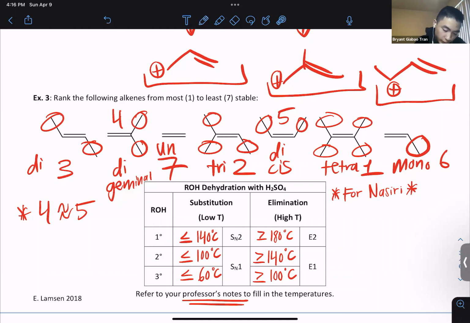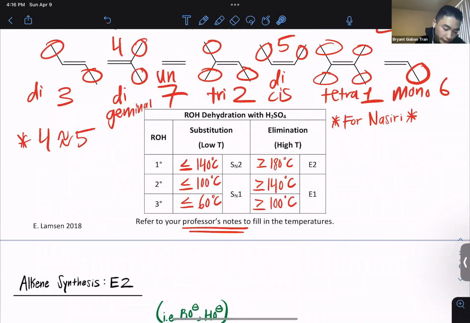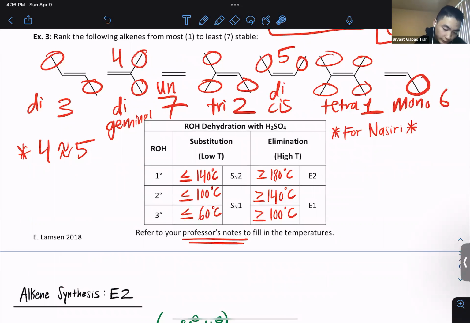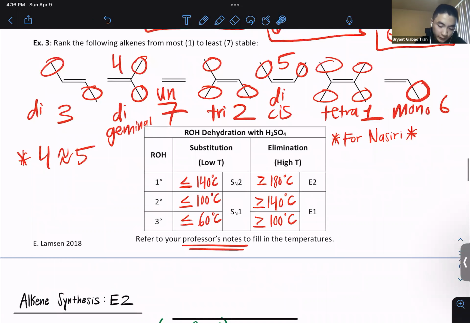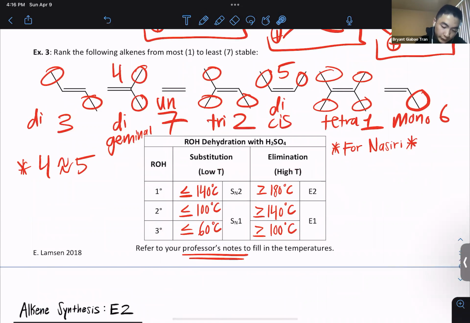And for alcohol dehydration with the non-nucleophilic acid H2SO4, the temperatures that determine if the reaction is going to undergo an SN2, E2, SN1, or E1 reaction would depend on the professor. So given these temperatures here, these temperatures are for the series class.